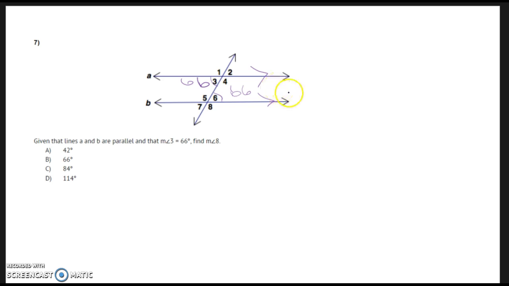But we're not looking for the measure of angle 6. We're looking for the measure of angle 8. Well, notice that angle 6 and angle 8 make a straight line. Those angles make a straight line. They are supplementary. They add up to 180 degrees because there's 180 degrees in a straight line. So I know that angle 6 plus angle 8 is equal to 180 degrees.